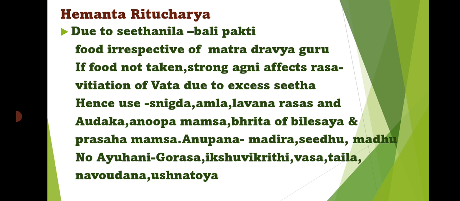And hence there is vitiation of Vata. Also due to the excess Shita, Vata is vitiated in this season. Hence one should use Snigdha, Amla and Lavana Rasas during Hemanta Ritu. And Audaka, Anupa Mamsa, Brida of Bileshaya and Prasaha Mamsa.